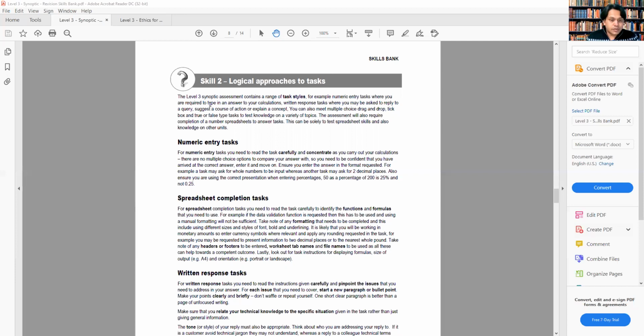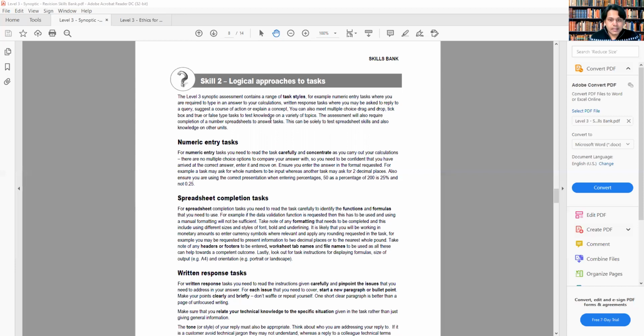It says the level 3 synoptic assessment contains a range of task styles. For example, numeric entry tasks where you are required to type in the answer to your calculation. Written response tasks where you may be asked to reply to a query, suggest a course of action, or explain a concept. You can also meet multiple choice and drag and drop. Now the drag and drop question is also common. You know how to do it. Just hold it with your mouse and drop it in the right box. Tick the box true or false.